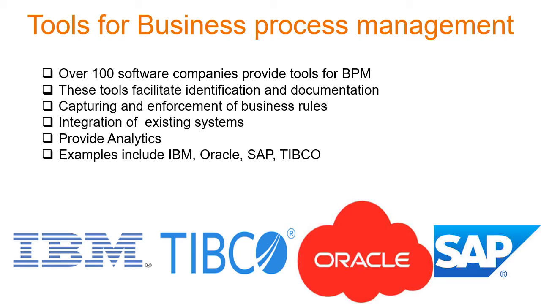We have over 100 software companies providing tools for business process management. And what is the purpose? What is the function of these tools? These tools facilitate the identification and the documentation of the business processes that need change. They also enable the capturing and the enforcement of key business rules involved in this BPM process. They also facilitate the integration of existing systems.